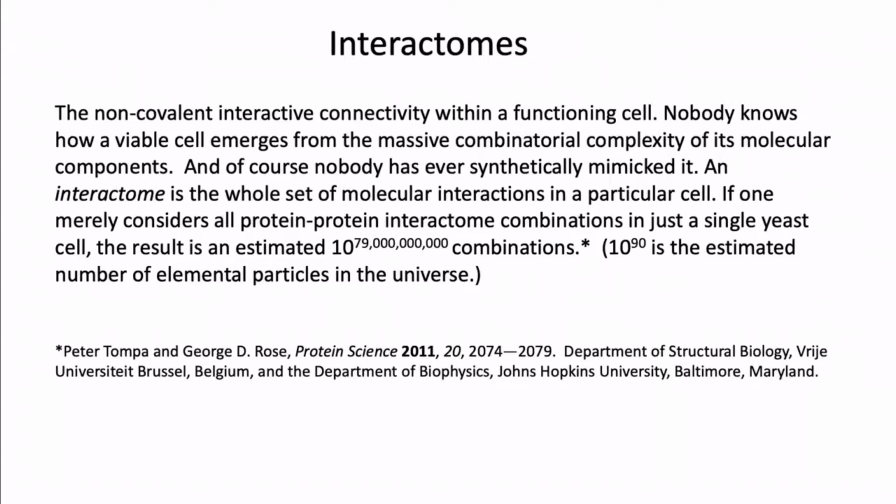If one merely considers protein-protein interaction combinations in just a single yeast cell, the result is an estimated 10 to the 79 billion combinations. That's estimated by these folks at Johns Hopkins and Brussels, all right? That's not my estimation. These are biophysicists. So just to give you an idea of how big that number is, 10 to the 90th is the number of elemental particles in the universe. That's 10 to the 90th. This is 10 to the 79 billion. That's a big, big number.